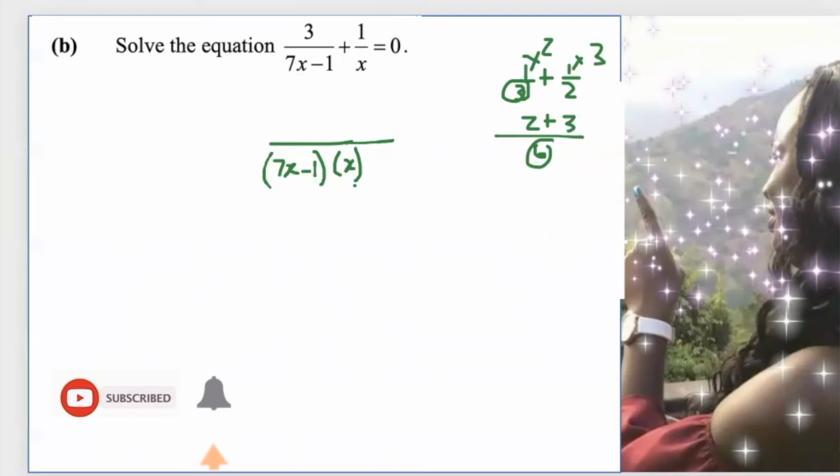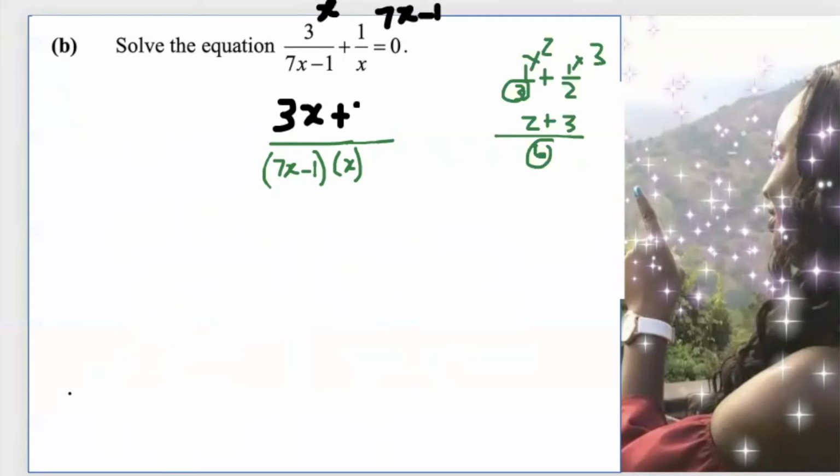It's the same concept. 7x minus 1 in the denominator, this will cancel. So we're left with an x. So we multiply x times the value that I have in the numerator, which is 3. So that will give me 3x. Then I write my plus x into the denominator, the x cancels. So in the numerator, I will have 7x minus 1. And 7x minus 1 times 1, that gives us what we have here.